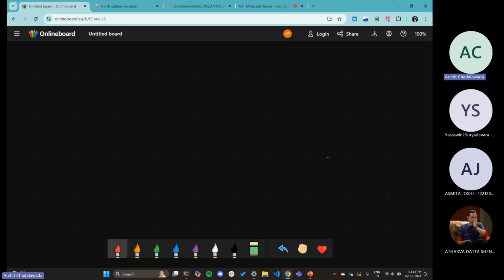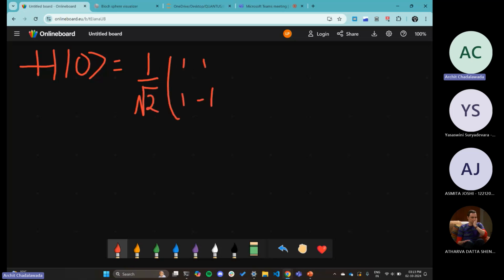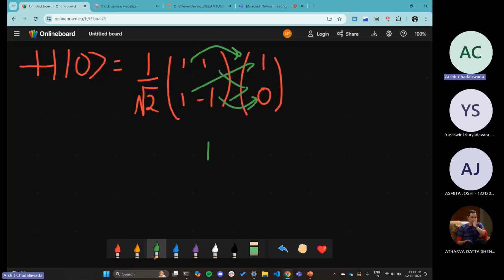So if we apply the Hadamard gate onto the 0 state, we are simply multiplying the matrix 1 by root 2 into [1, 1; 1, -1] with the 0 state, which is 1, 0 as a column vector. Now if you do the multiplication, 1 into 1 plus 1 into 0 gives us 1, and 1 into 1 plus minus 1 into 0 gives us 1 again. And 1 by root 2 remains as it is.